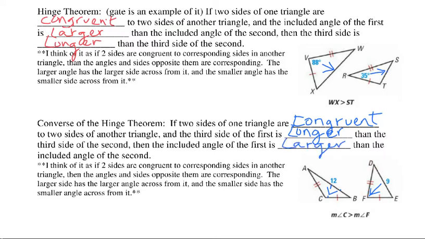So again, the way that I think of it is as long as you have those congruent sides first, and you have to have both of those, then we can just look at the different sides. If they give us two sides, then I know I can compare angle C to angle F, and angle C is bigger than angle F because 12 is bigger than 9. Or you can say that angle F is smaller than angle C.